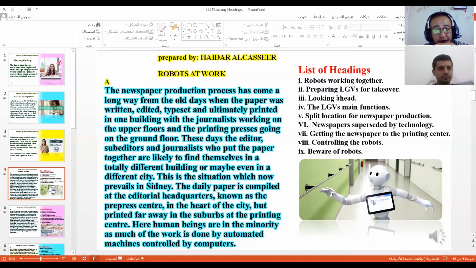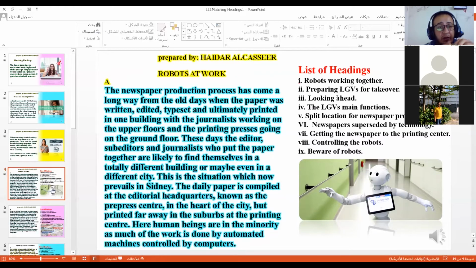Controlling the robots. Beware of robots. Beware means be careful, an alert, a danger also. It shows danger. It means also a warning. If there is a warning also, we choose beware. Danger, warning, and alert. Okay, everyone?